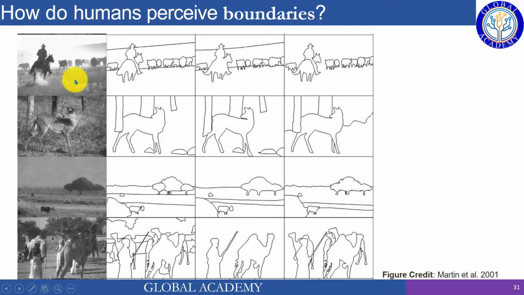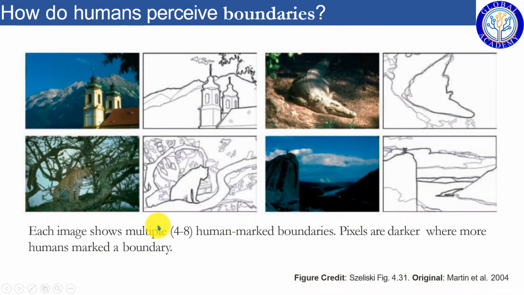Some more images like this one with more details and this one with lesser details, and similarly just one deer with more details and lesser details, and so on. Here are some images with human marked boundaries. The pixels are darker where more humans marked the boundary, and lighter where fewer persons marked these boundaries. So that's purely human perception of boundaries.